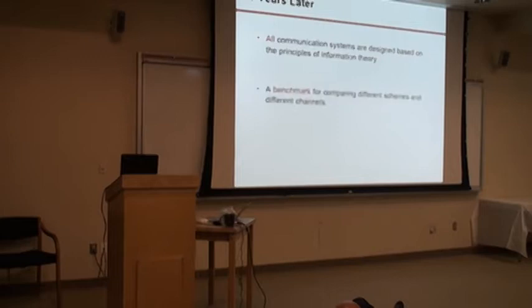information theory. It becomes a benchmark for comparing different schemes and different channels. So I want to emphasize that information theory not only gives you a benchmark for comparing different schemes, that's pretty obvious. You design scheme A, scheme B, and you try to compare the capacity and see how far you are. If you are too far away, they try to improve it. If you're very close, you know that. That is a pretty standard way of using information theory. But also, it can be used for comparing different channels, for example.